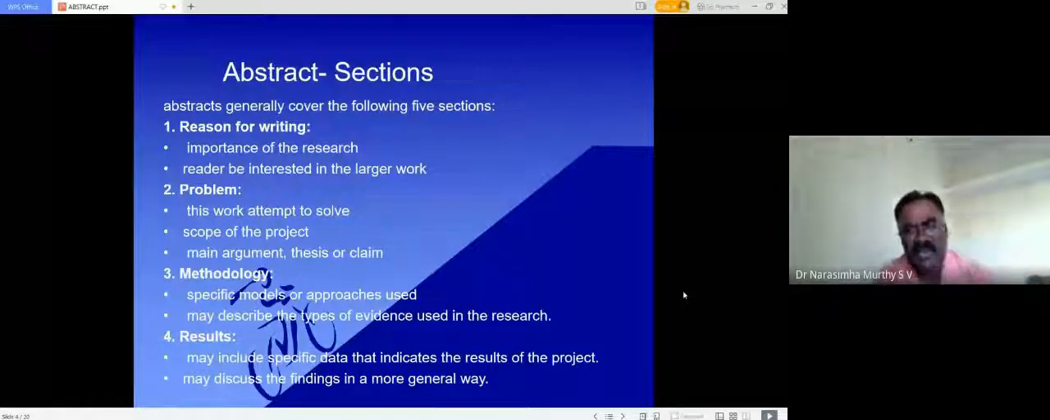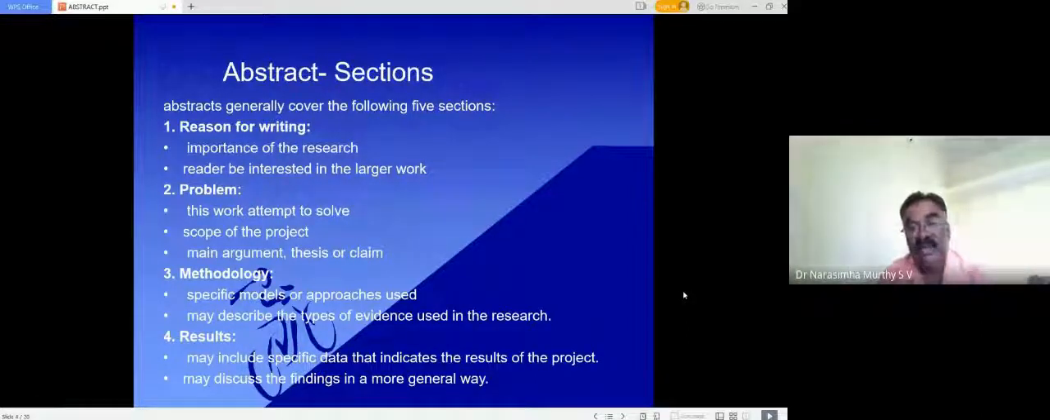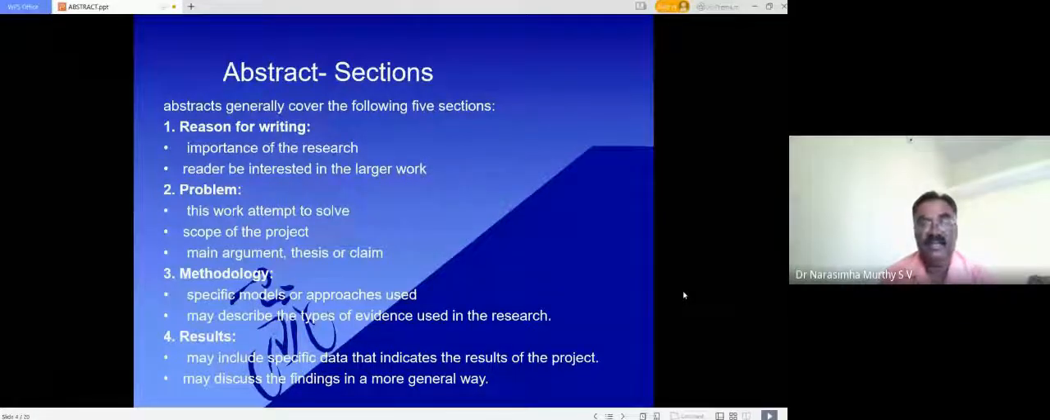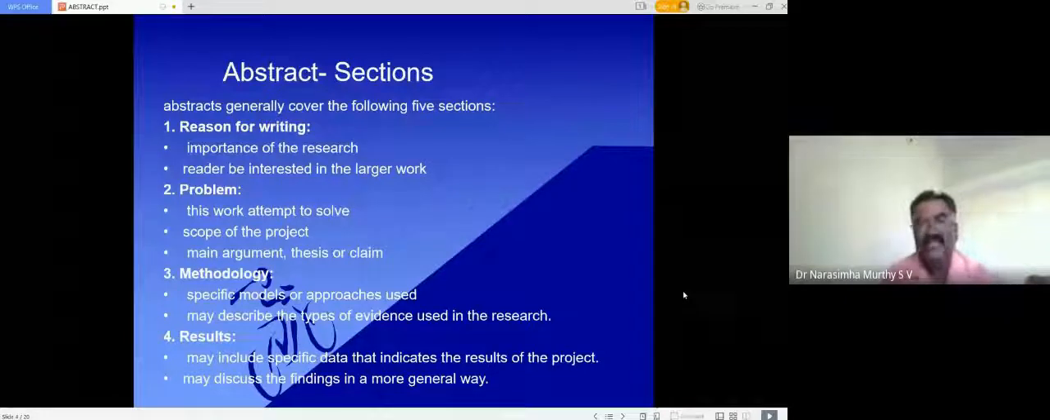The next one is the problem. When I say the problem, you might take up some issue, an attempt to solve a problem. At the same time, you should talk about the scope of your research paper and what your main argument or thesis is, or what you are claiming. These things you should discuss in at least 2 sentences.